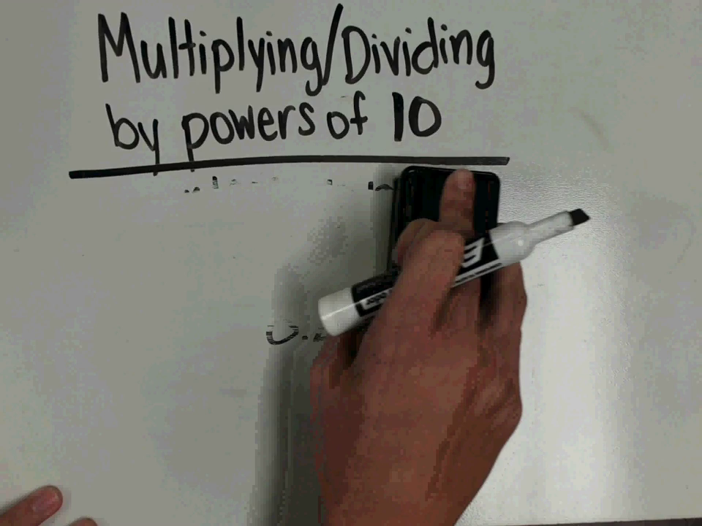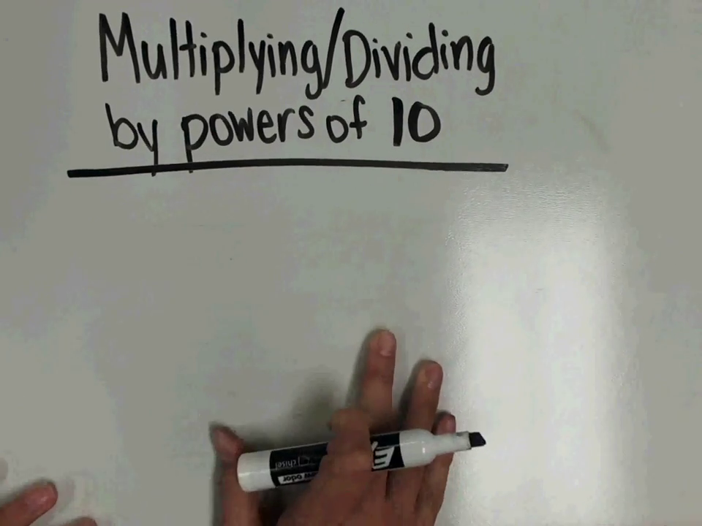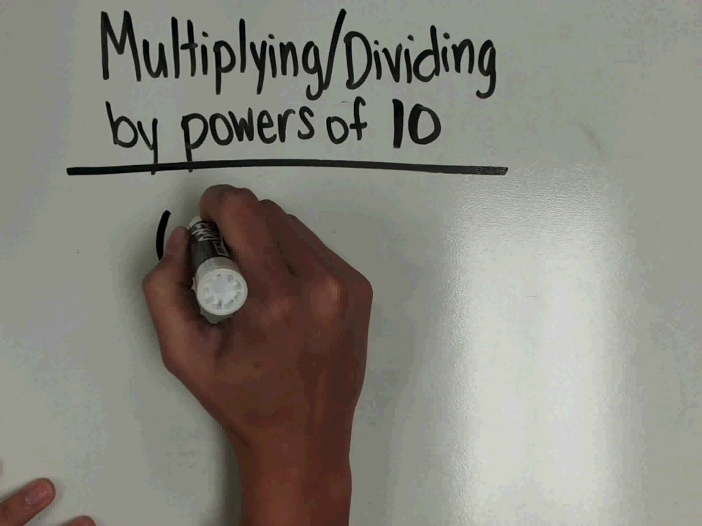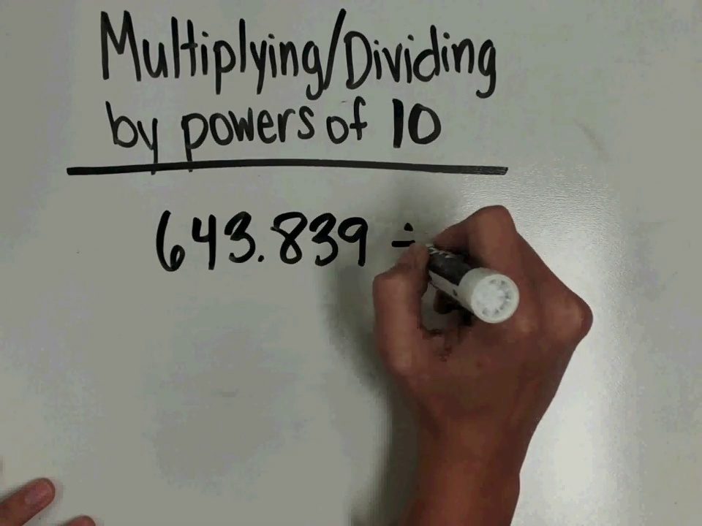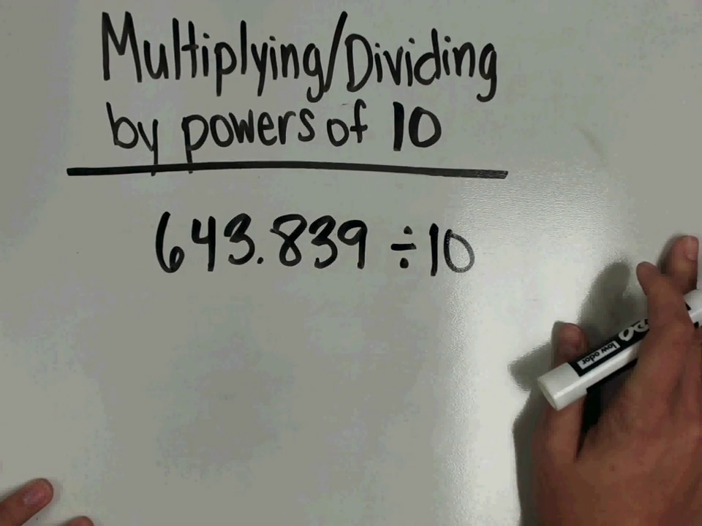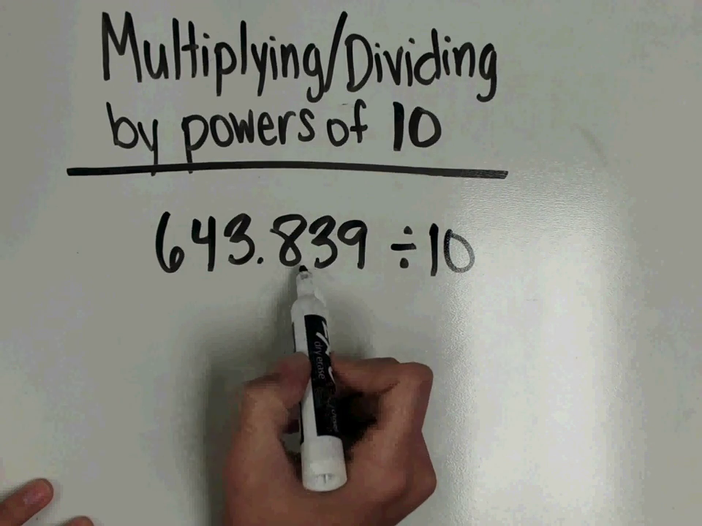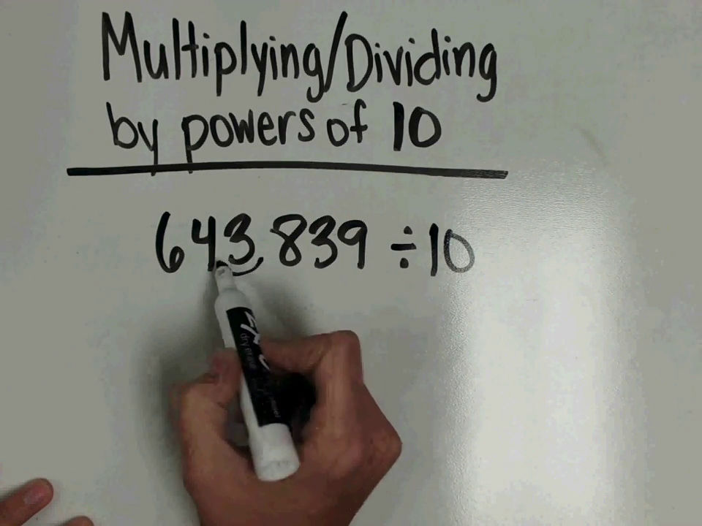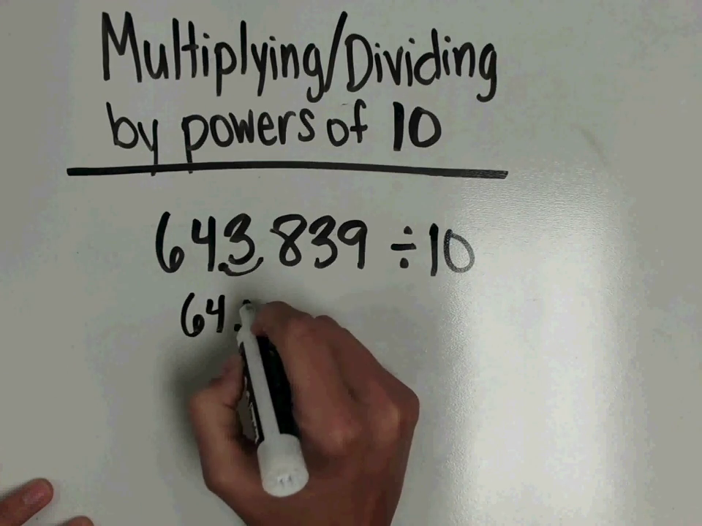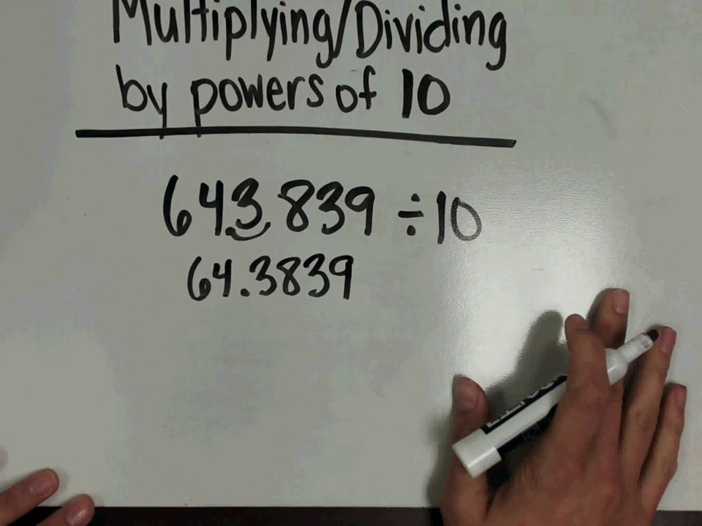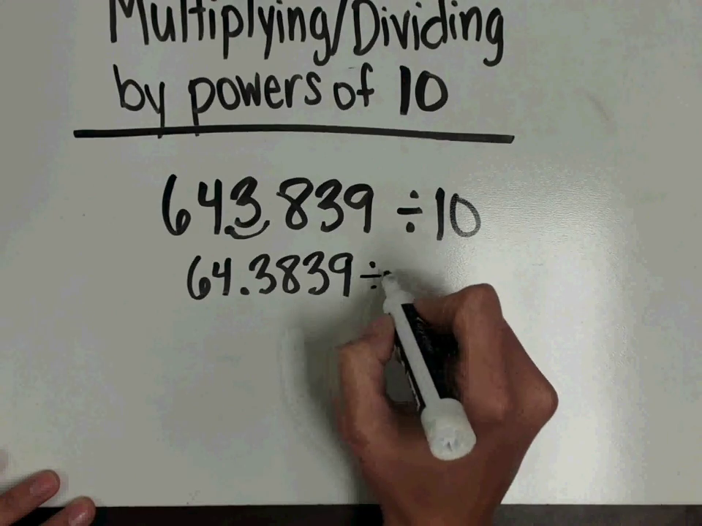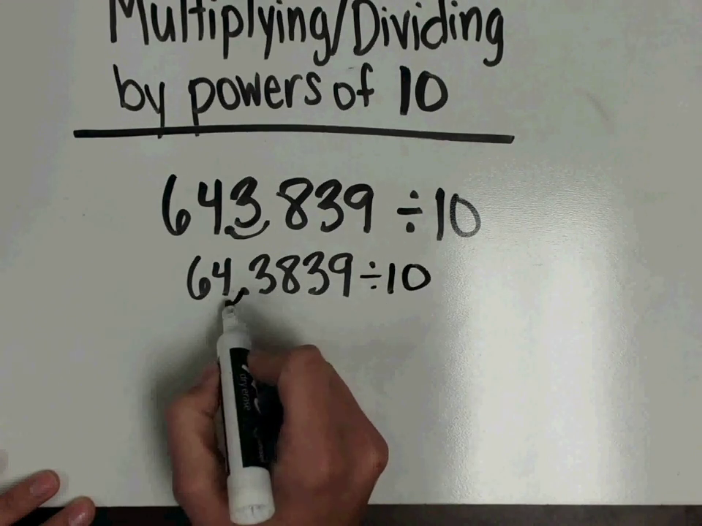Now, same idea when we're dividing, but I bet you can guess what the opposite is. Say I had 643.839 and I wanted to divide by 10. Well, it has the opposite effect. If we were multiplying by 10, we'd move right. Now we're dividing, so we're going to move left. So now I would have 64.3839. And again, if it's by 100, I divide by 10 again, I would move it once more.